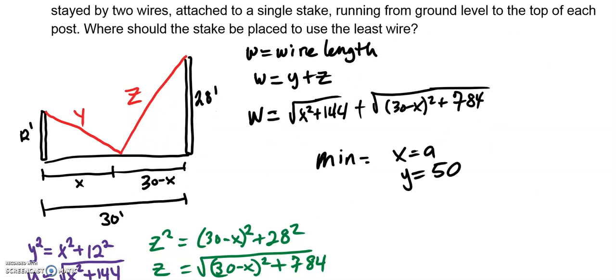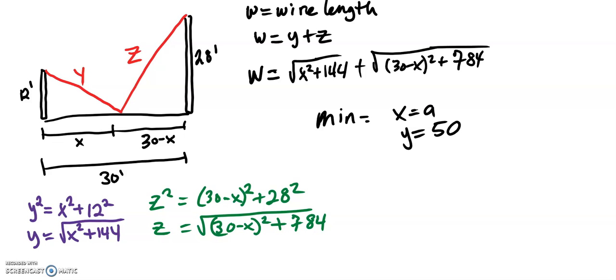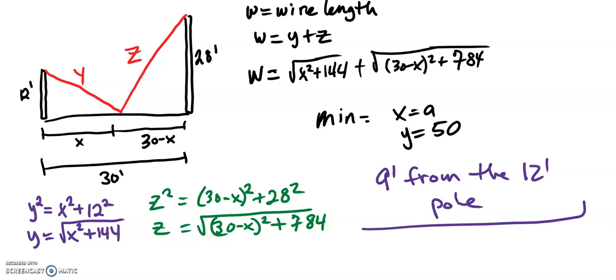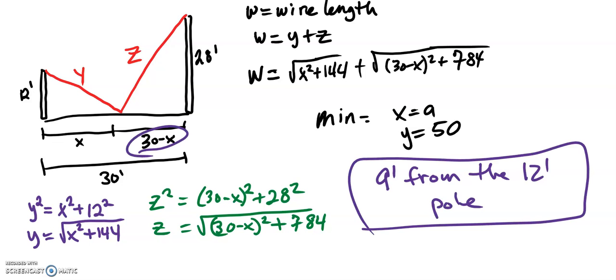So the x is super helpful because it tells us the distance from the 12-foot pole. So here's your 12-foot pole. X tells us how far from that 12-foot pole to put that thing. So we are going to connect them or tie the wire to the ground from 9 feet from the 12-foot pole. You can answer that question too, because you could take 30 minus 9 and it's that many feet from the 28-foot pole, but we answered the question to minimize the amount of very expensive gold wire used. You're going to go 9 feet from the 12-foot pole.